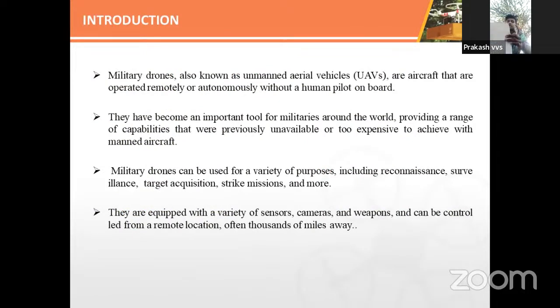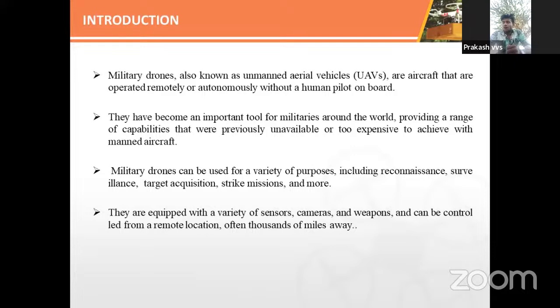Military drones, also known as unmanned aerial vehicles, are aircraft that are operated remotely or autonomously without a human pilot on board. They have become an important tool for militaries around the world, providing a range of capabilities that were previously unavailable or too expensive to achieve with manned aircraft. Military drones can be used for a variety of purposes, including reconnaissance, surveillance, target acquisition, strike missions, and more.